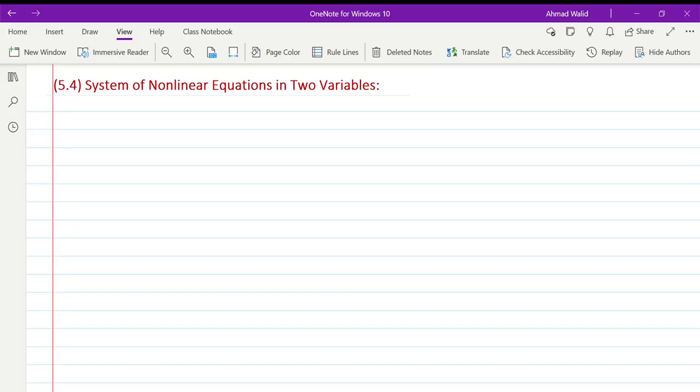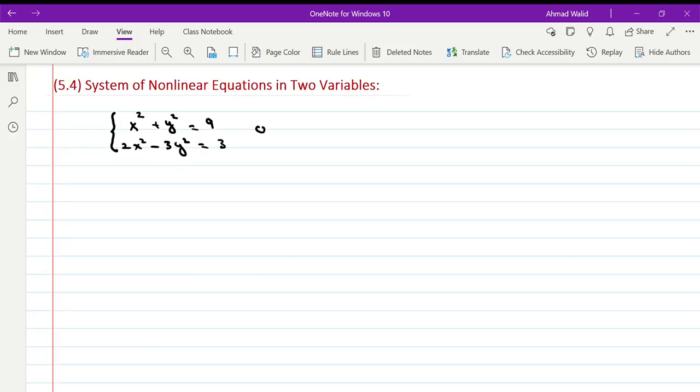There are different types of systems of nonlinear equations. When we call it nonlinear and when we say a system, it can be that both equations given to you are quadratic or nonlinear in general. For example, x squared plus y squared equals 9 and 2x squared minus 3y squared equals 3. This is a nonlinear system.